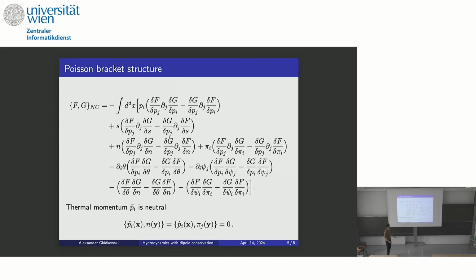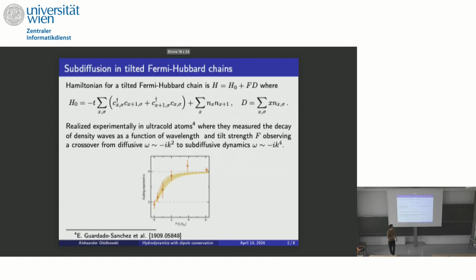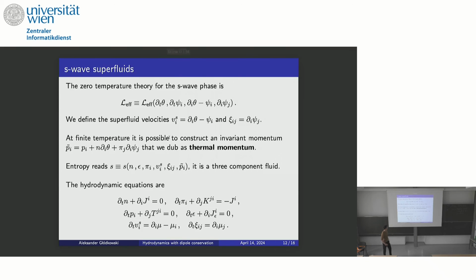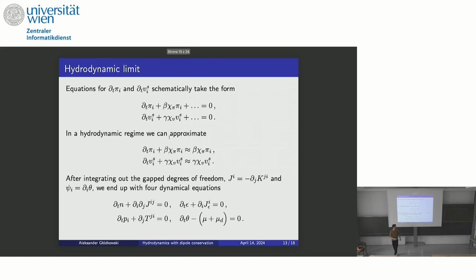Yeah. And here with this bracket, you can check that this p tilde momentum is neutral. But coming back to what we had over here. So the Josephson relations are derived from the Hamiltonian formalism. Of course, those Josephson relations admit arbitrary derivative corrections, so I should have some sort of placeholder for that here. And now we take the hydrodynamic limit.